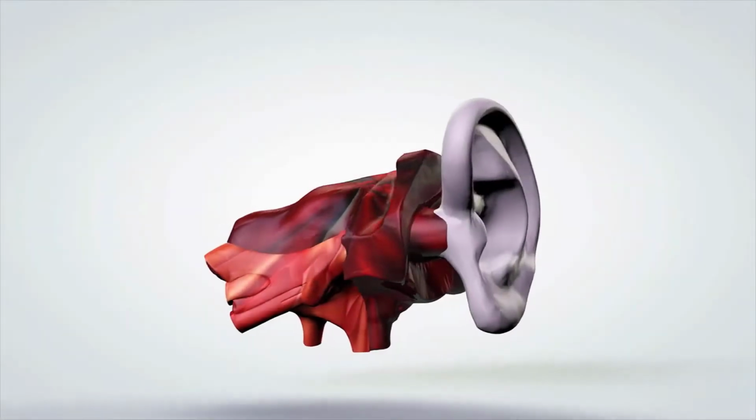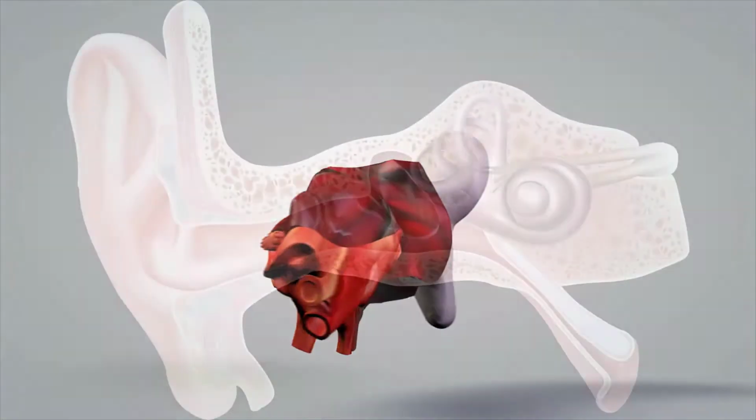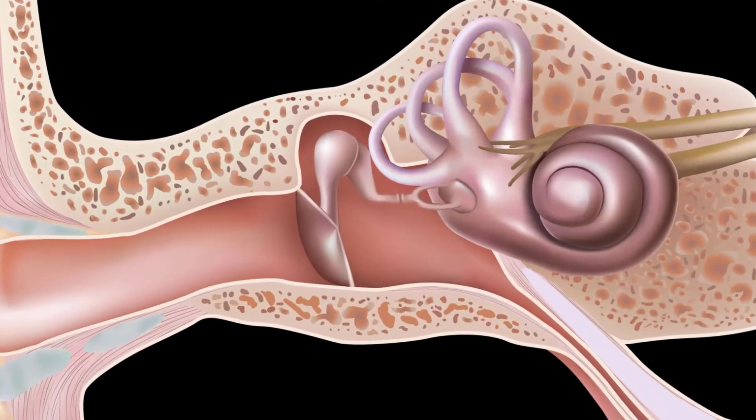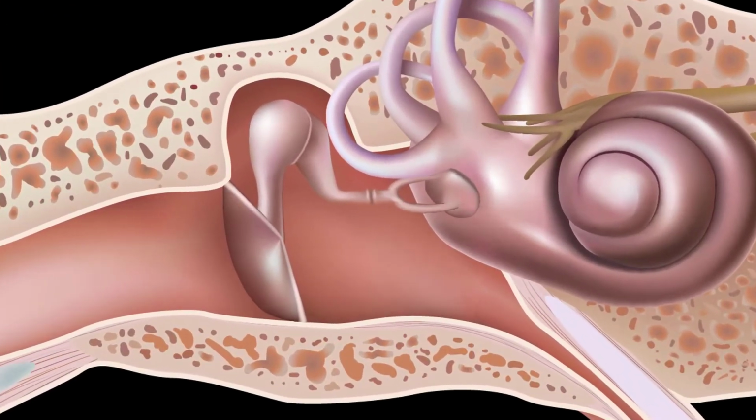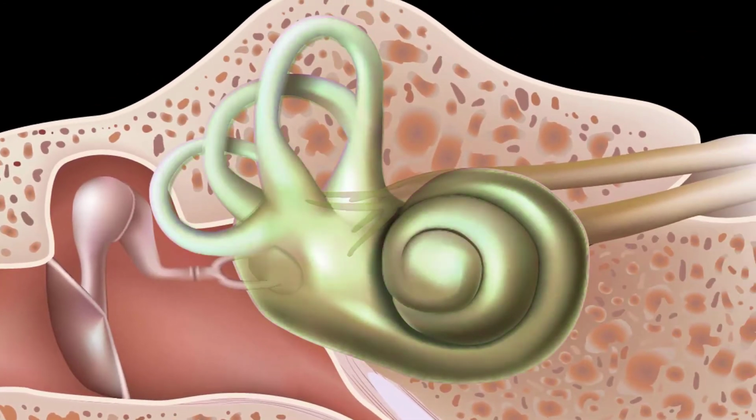The middle ear is a chamber located within the petrous portion of the temporal bone. Structures within the middle ear amplify sound waves and transmit them to the appropriate portion of the inner ear. The internal ear contains the sensory organs for hearing and equilibrium.